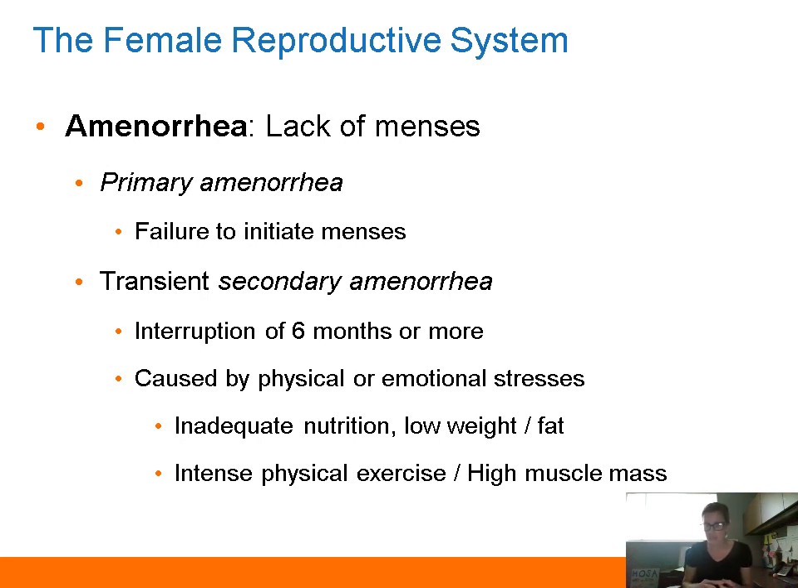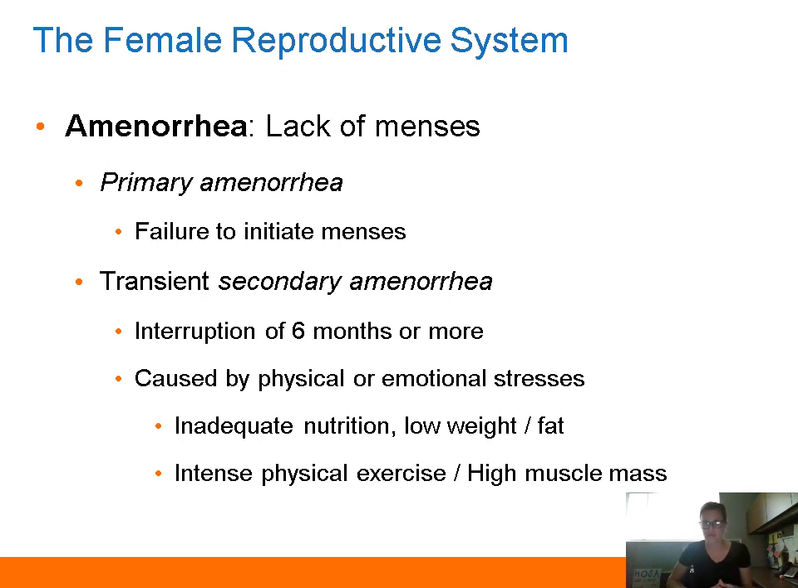Secondary amenorrhea is a lack of a menstrual cycle that occurs after they have had a menstrual cycle in the past. So somebody has a normal menstrual cycle and then for whatever reason, it stops. This is an interruption in the menstrual cycle of 6 months or more. And obviously when somebody is pregnant, they have a stop in the menstrual cycle, but that's not what we're talking about here. We're talking about some other cause that's causing their uterine cycle to not occur, so they're not menstruating.